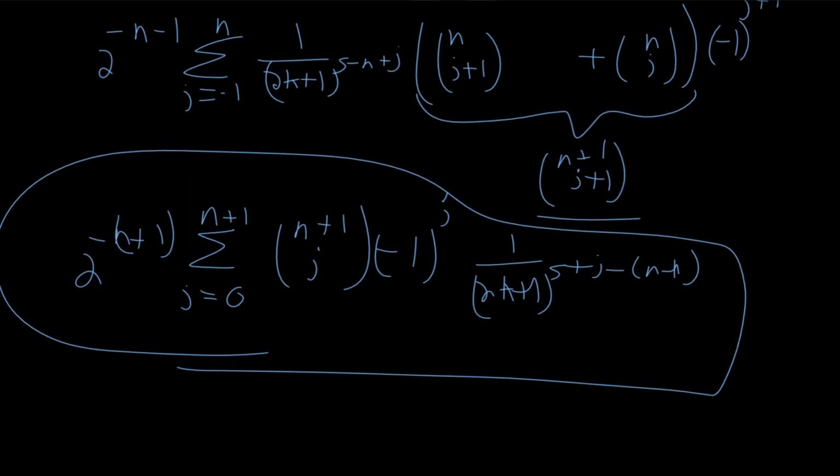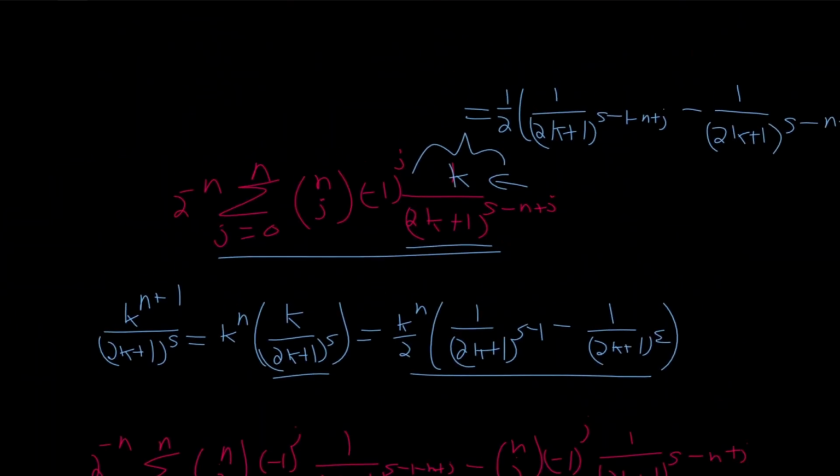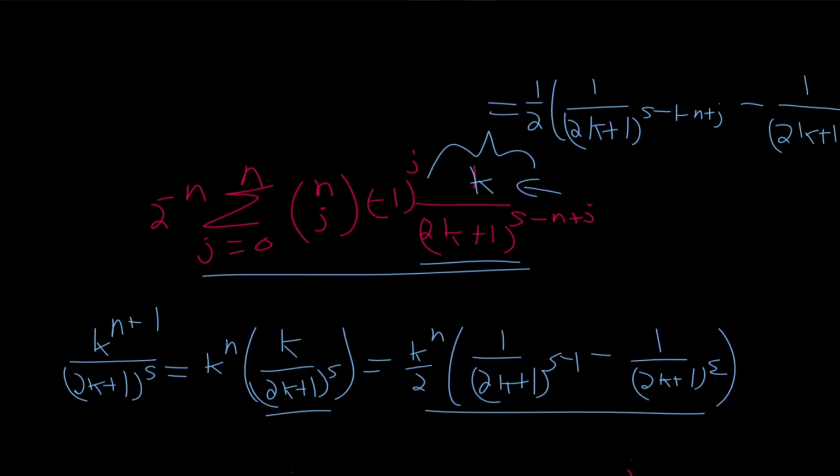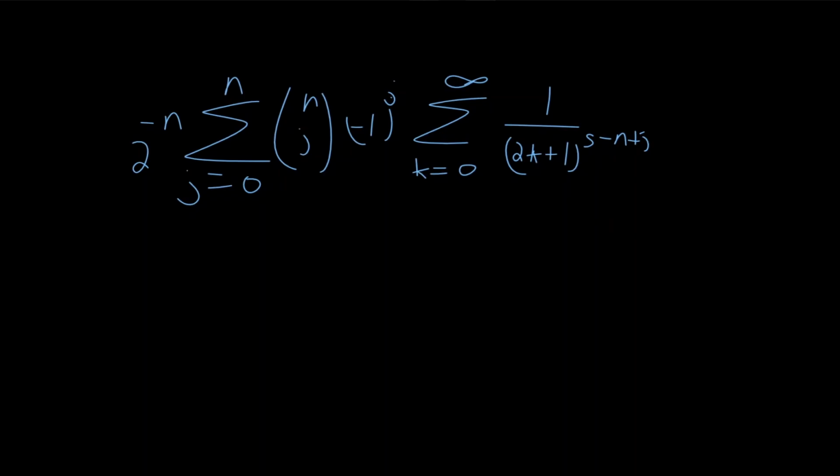Now, the base case is relatively obvious. So scrolling up here, just plug in n equals 0, you end up getting 1, and then 1, and then 1, and then just 1 over 2k plus 1 to the s. So base case is satisfied. So let's go ahead and actually evaluate this sum. Swapping the order of the sums, we end up with just this expression right here, and it becomes a matter of evaluating this right here.